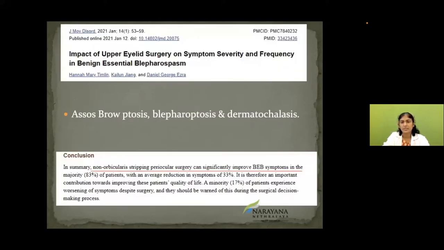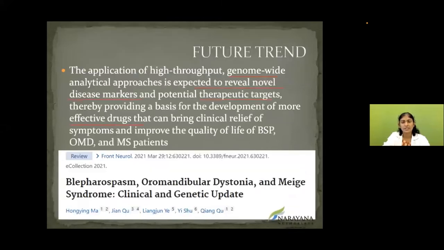As blepharospasm is associated with other periocular changes, including brow ptosis, blepharoptosis, and dermatochalasis, which are inadequately addressed by orbicularis stripping, a variety of non-orbicularis stripping periocular procedures can reduce the compaction of the upper eye space and significantly improve the symptoms. To sum up, the future direction, in the words of the author, is for a wide genome analytical approach to reveal novel disease markers and potential therapeutic targets for more effective drugs to enhance clinical relief. Thank you.